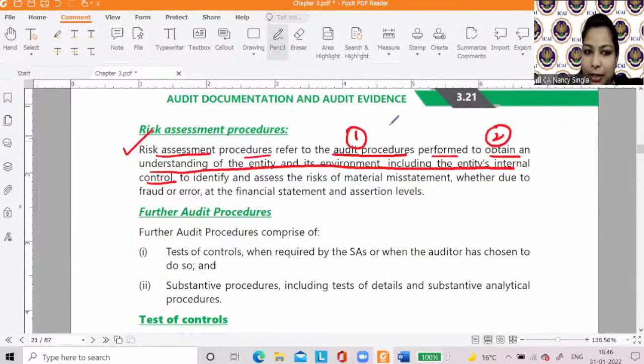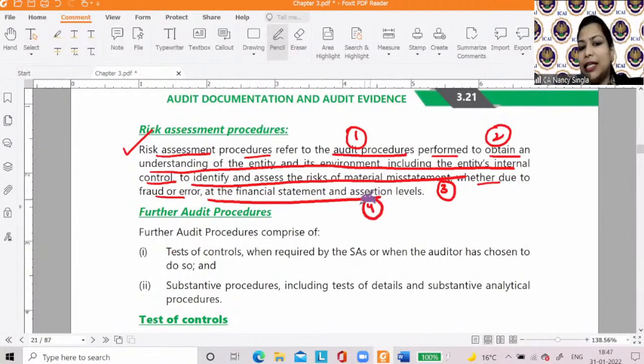This is the second part, okay. Why do we do it? To identify and assess the risk of material misstatement, whether due to fraud or error, at the financial statement and the assertion level. I hope you are able to understand each and every word of this definition and why various words like financial statement and assertion level have been used. Keep on sending your feedback whether you are able to understand or not.